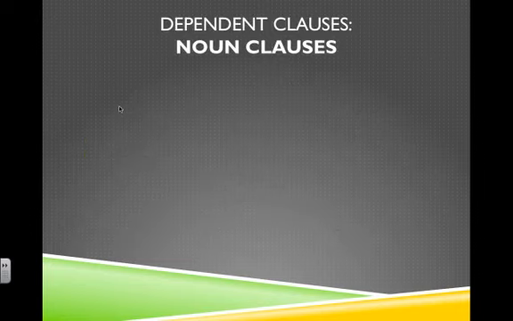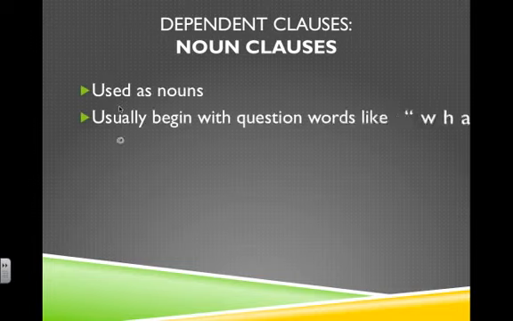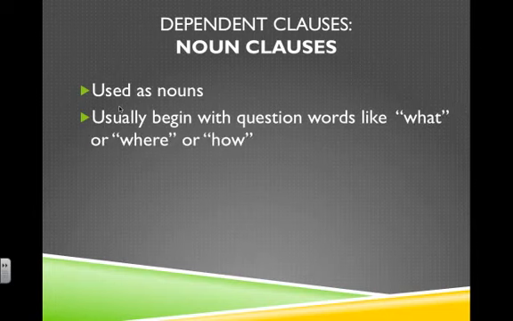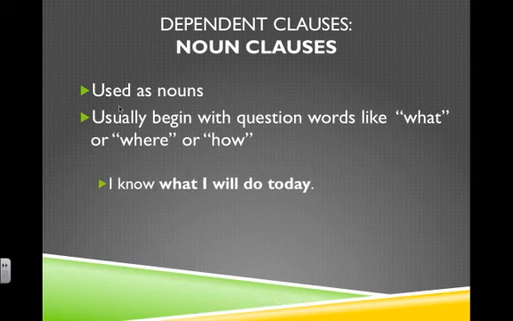Now there are several types of dependent clauses. The first one is a noun clause. Noun clauses, as you probably guessed, are used as nouns. And they usually begin with question words like what or where or how. For example, I know what I will do today. What I will do today is a noun clause. We've got a subject, we've got a verb, and the whole thing is acting like a noun. It is the object of I know.